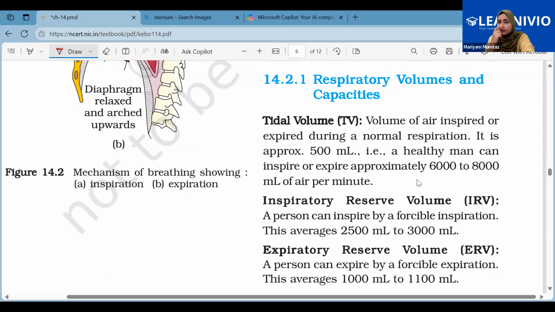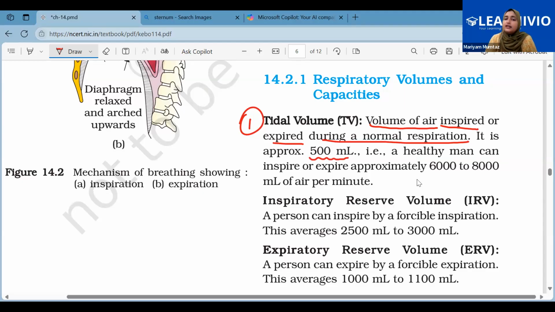With that being said, we come to the next topic, respiratory volume and capacities. Volume in terms of air, like how much air we breathe in at a particular time. The first one is tidal volume. It is the volume of air inspired or expired during normal respiration. When you're normally breathing in and breathing out, the volume of air is 500 milliliters.